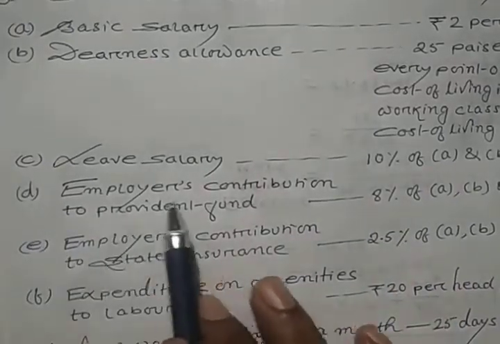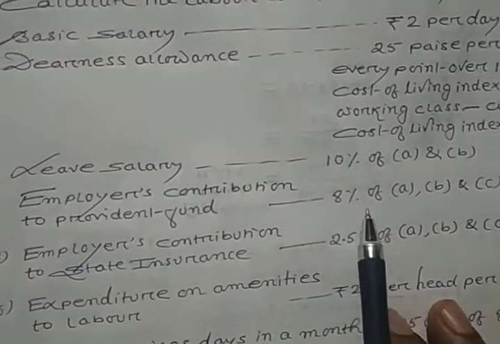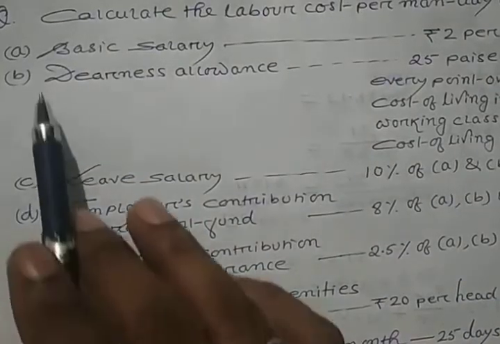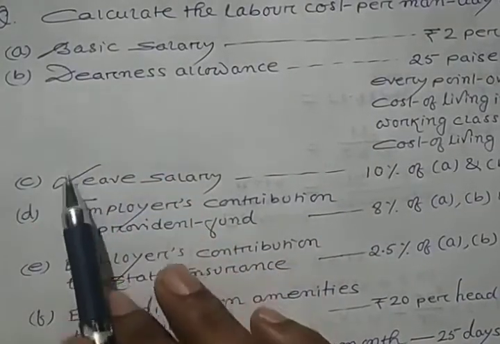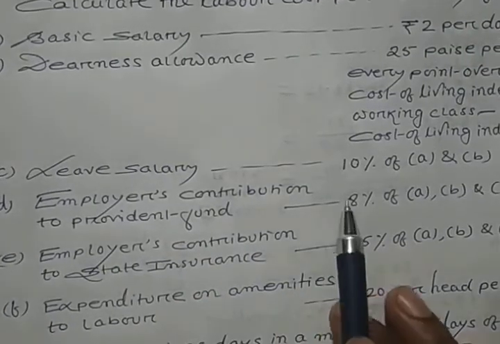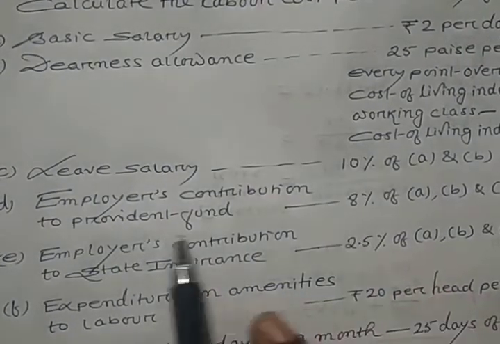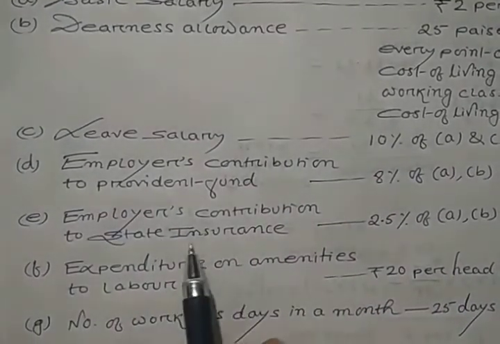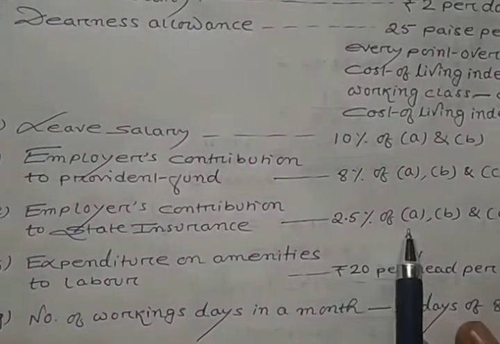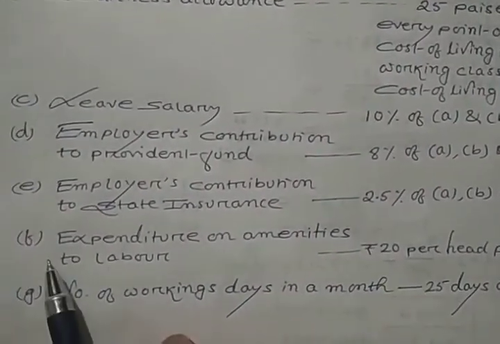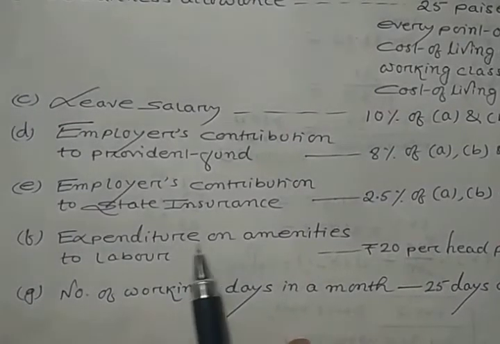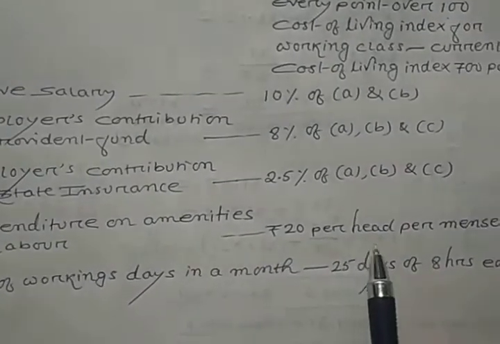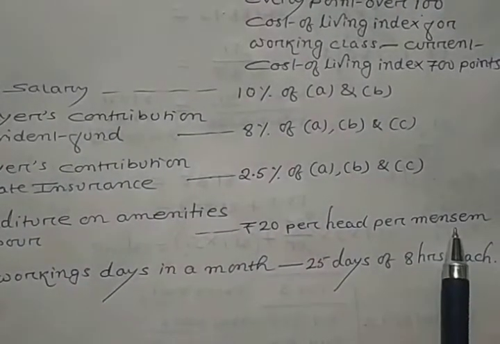Then point number D, employer's contribution to provident fund, 8% of A, B and C. That means again you add the A value, B value and C value together and then calculate 8% for employer's contribution to provident fund. The next point, employer's contribution to state insurance, is 2.5% of A, B and C. Then point number F, expenditure on amenities to labor, is rupees 20 per head per mensem. Mensem means per month.